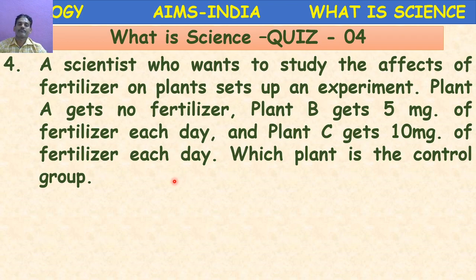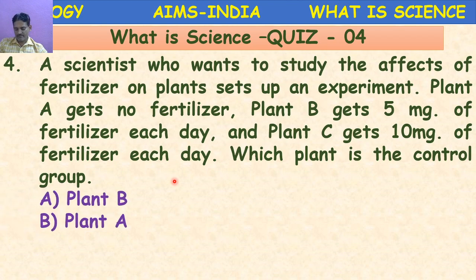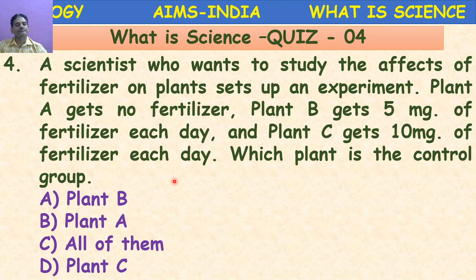Very nice question. So here the farmer has taken three plants named A, B and C, out of which for plant A he didn't provide any extra fertilizer, but for plant B he gave 5 milligrams of fertilizer every day, and for plant C 10 milligrams of fertilizer. But among these three plants, which plant is the control group? Come on, use your logic. Give the answer.